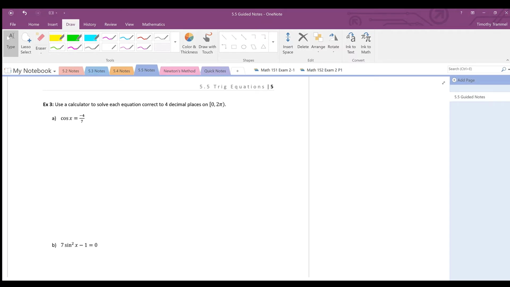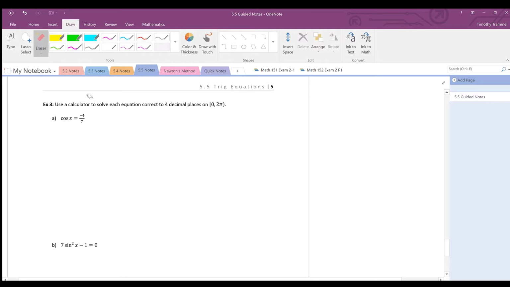We are on to our last topic in 5.5, and this topic is solving trig equations, where when we isolate that trig function, we wind up not being able to use the unit circle. For instance, you are not used to seeing the x value on your unit circle of -4/7. So in other words, you can't tell me what angle that is off of the top of your head.